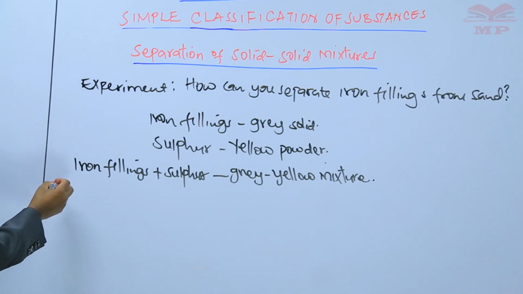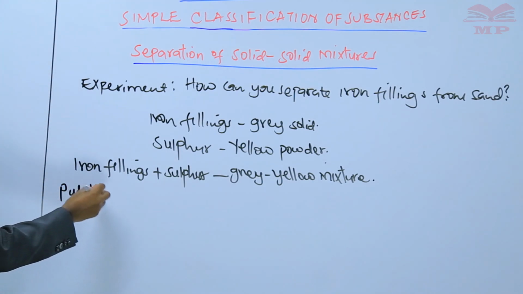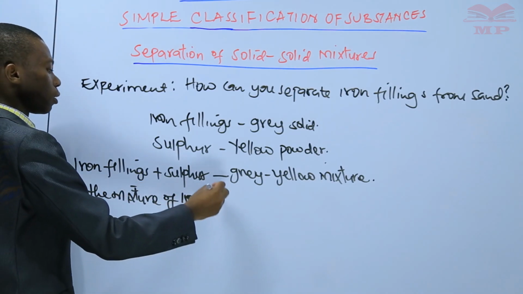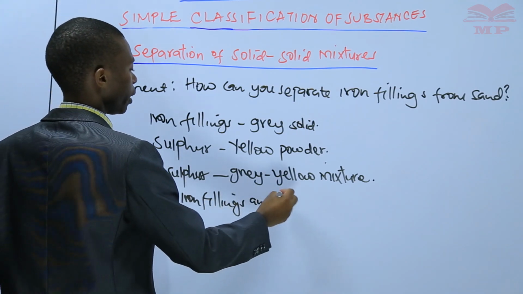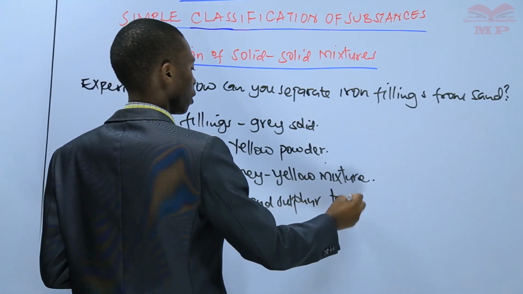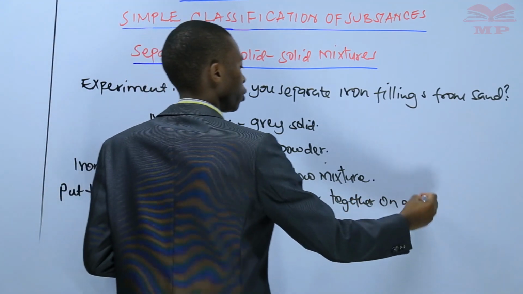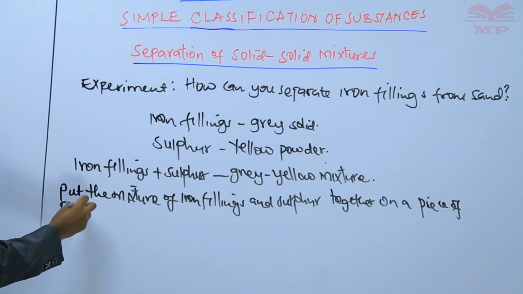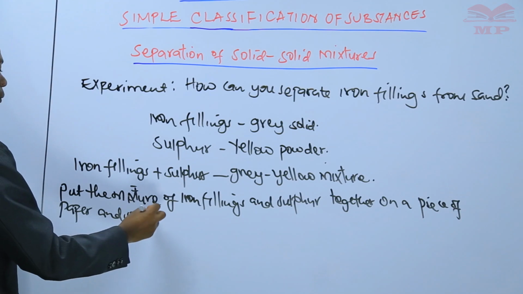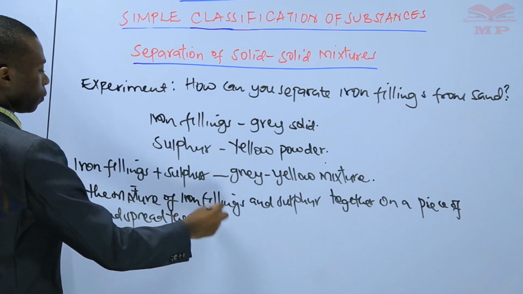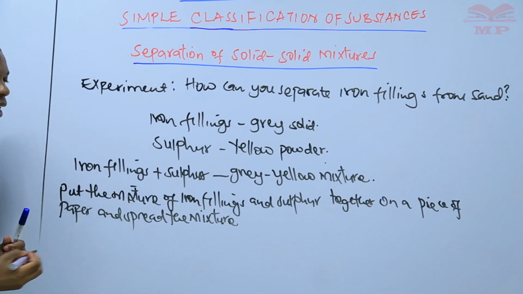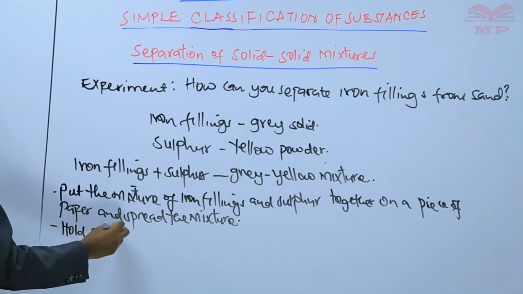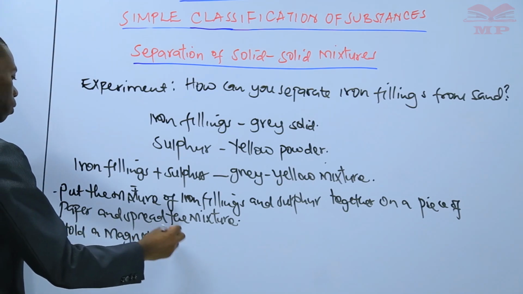Therefore, we can say that you put the mixture of iron filings and sulfur together on a piece of paper and spread the mixture. Next, hold a magnet over the mixture.